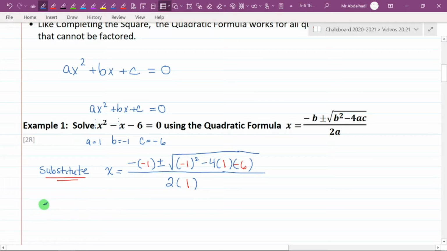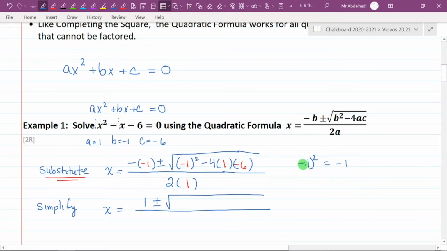Next is simplify. Take this huge mess here and clean it up. You have -1. When you multiply the two negatives, you get a positive, so this becomes +1, plus or minus the square root of -1 squared. Well, without the parentheses, this -1 squared is actually -1, but as soon as you put parentheses around it, you're squaring the negative as well, which makes it +1. So if you ever square something in a negative number in a calculator and you get a negative answer, it's because you didn't use parentheses. So 1. Now you have -4 times 1 times -6.